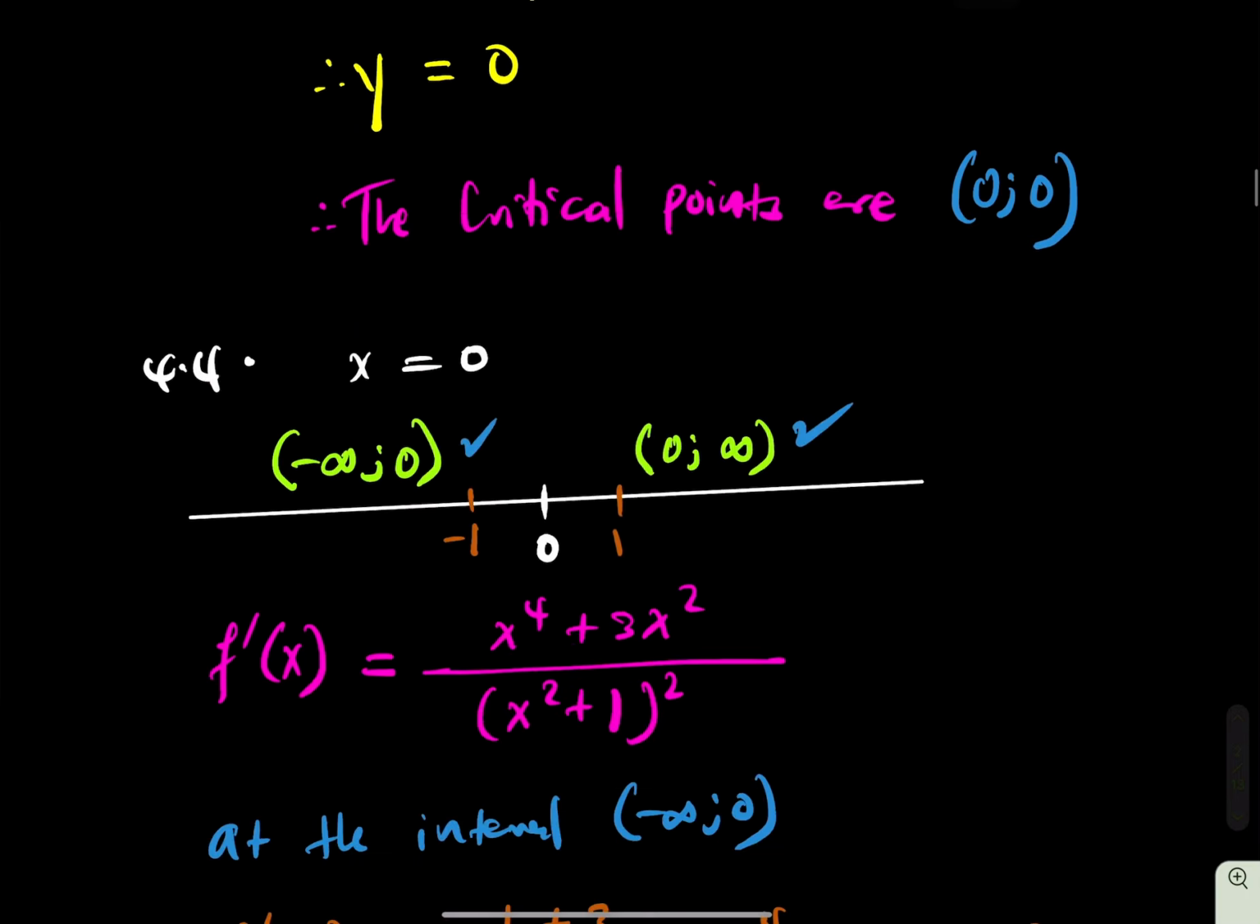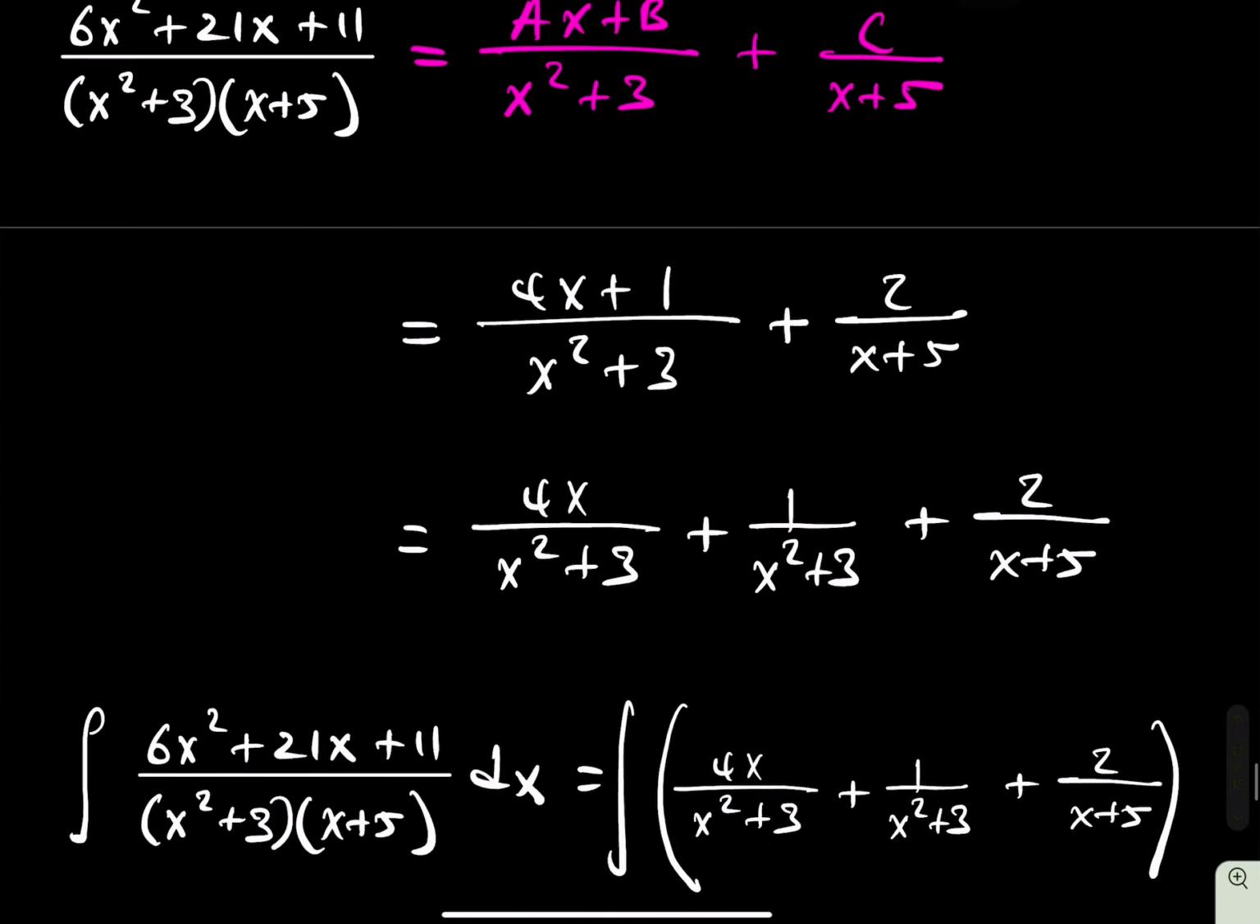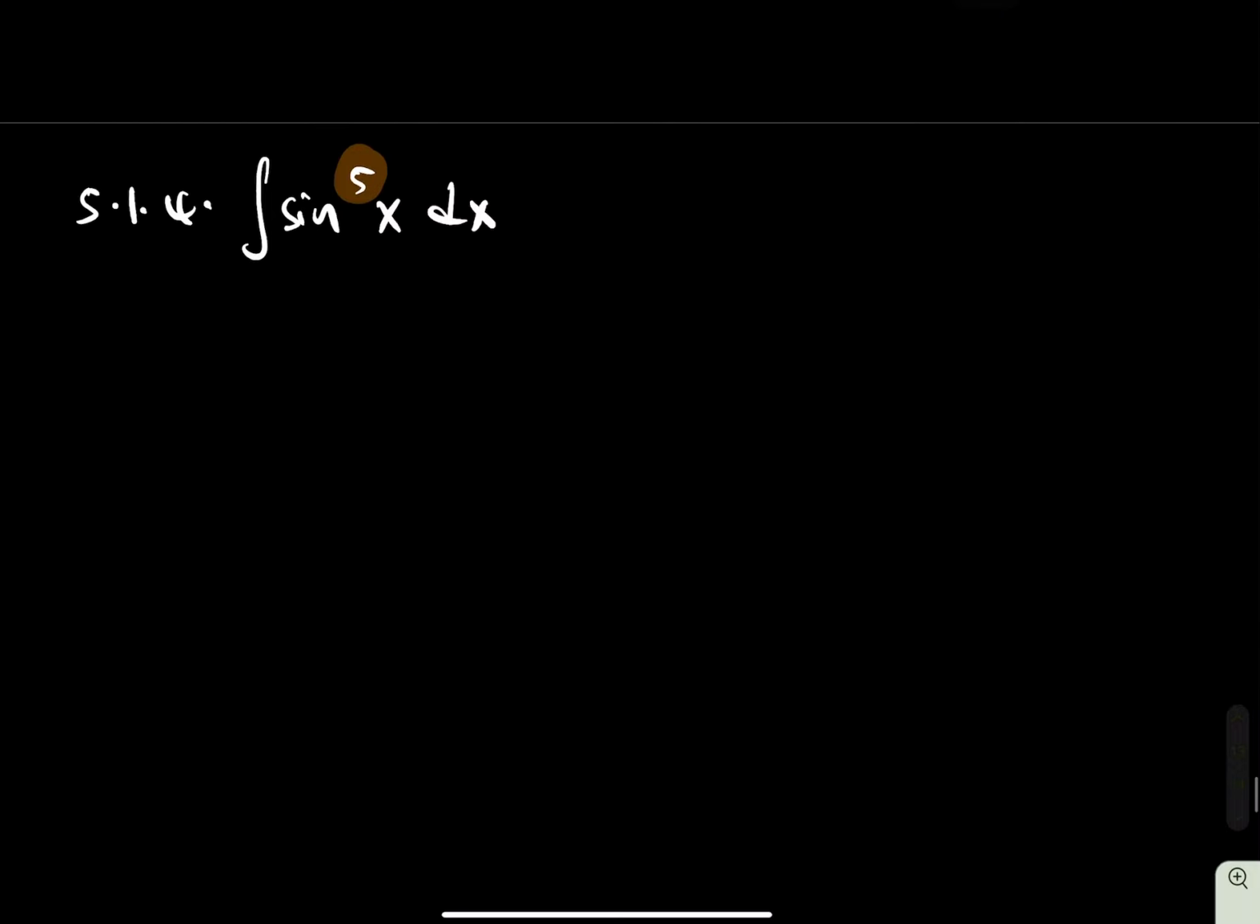Well, finally, the last integral, that is 5.1.4, sine raised to the 5th power. So the power is odd, so you're going to use square identities. That is 5.1.4, the integral of sine to the power 5 dx. So this power is the guiding factor here.